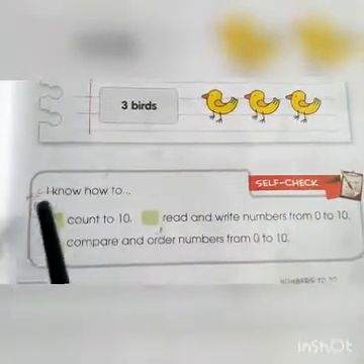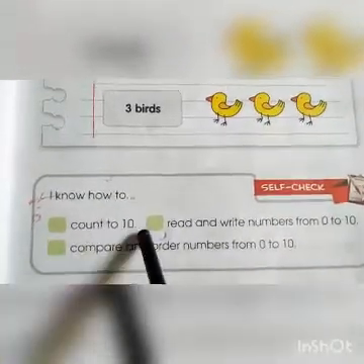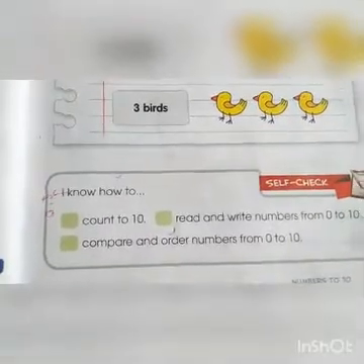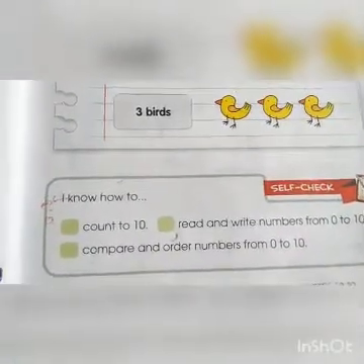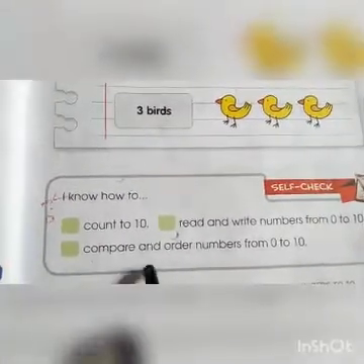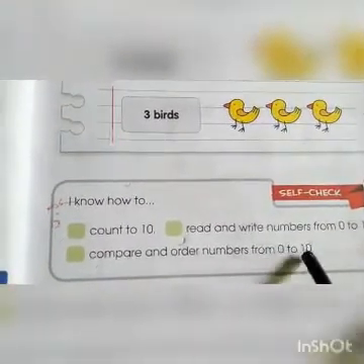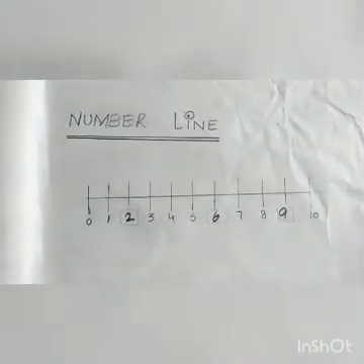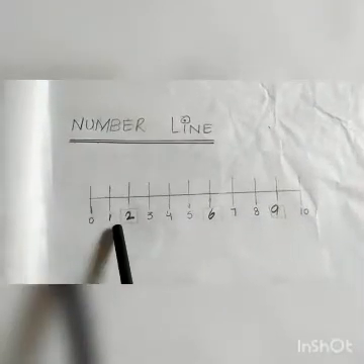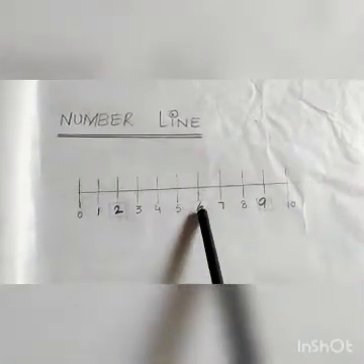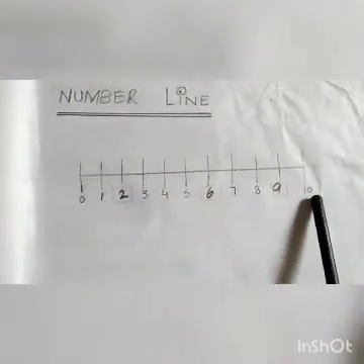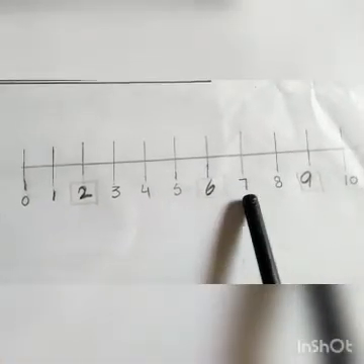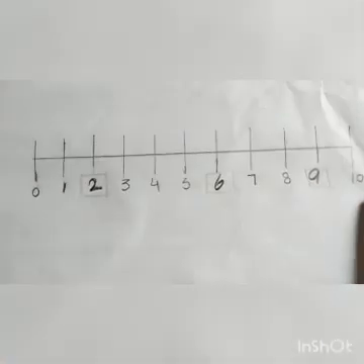Self-check. I know how to count to 10. Let's count. 1, 2, 3, 4, 5, 6, 7, 8, 9, 10. Compare and order numbers from 0 to 10. I have a number line 0, 1, 2, 3, 4, 5, 6, 7, 8, 9 and 10.